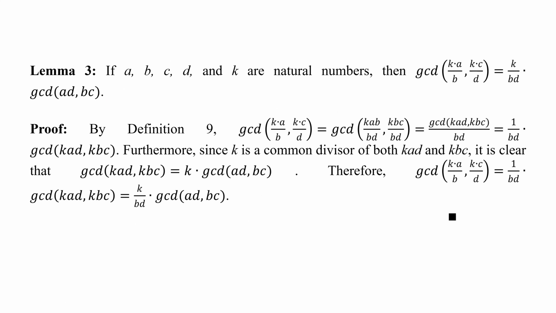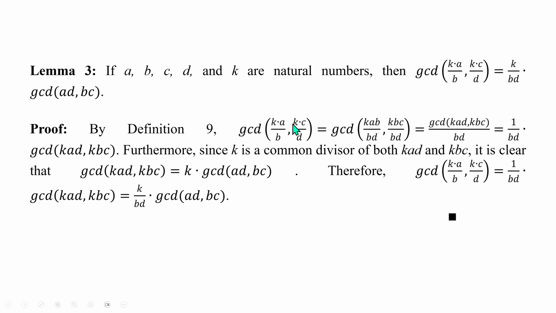Okay, basically what I'm doing here is I use BD as a common denominator for these two fractions, rewrite each one, and then I can factor out the K over BD, and I'm left with AD and BC inside parentheses here. Okay, the proof. My definition 9, and these definitions you find back in part 2 of this video series.